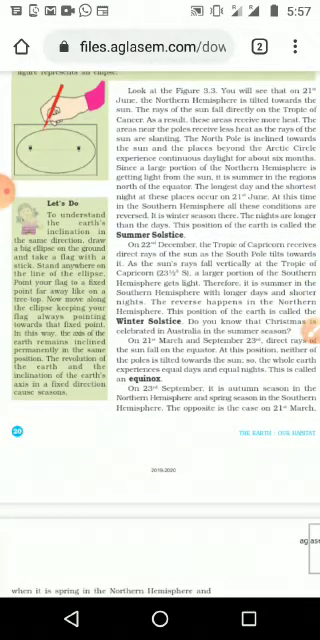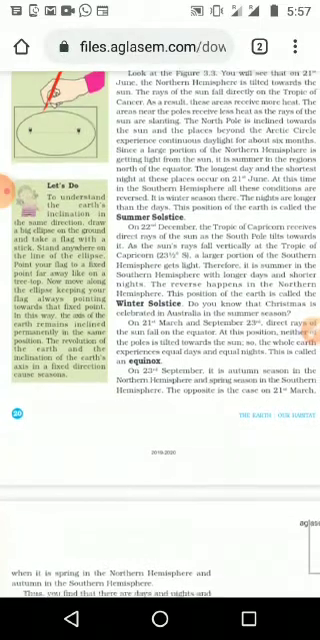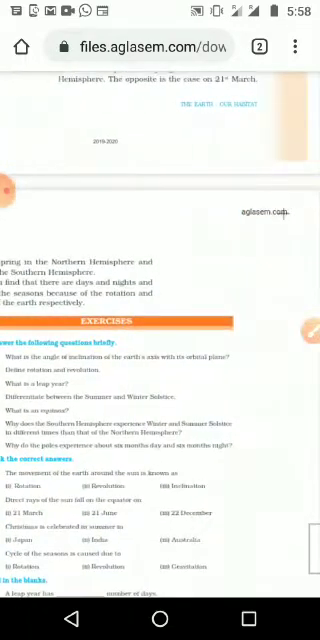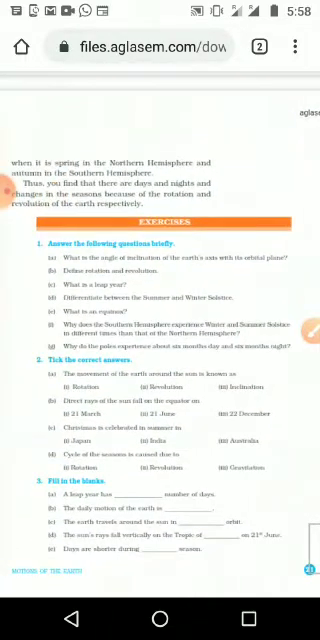And another one, to understand the earth's inclination in the same direction, we want to take a flag or one stick and fix it, and we can see in which way the shadow of that is moving. From that also we can understand. And the question answers we will discuss.